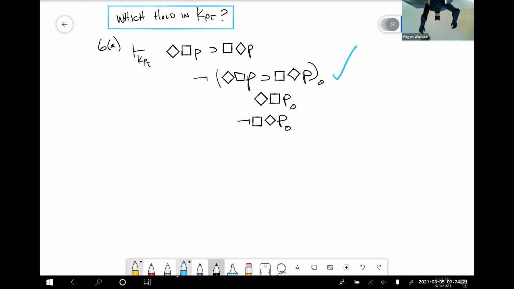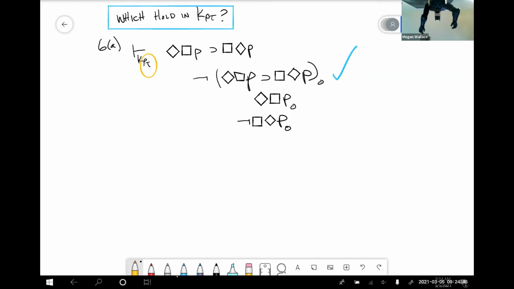At this point, you have a couple of moves. You can push this negation in if you wanted to, or you could introduce a new world. Either one is an option for you. I'm just going to introduce a new world so we see what we're dealing with. We are in rho tau.